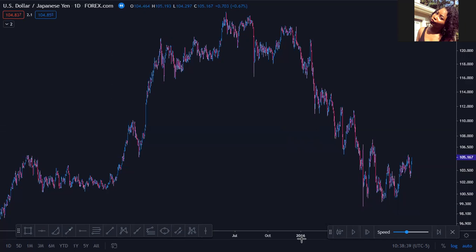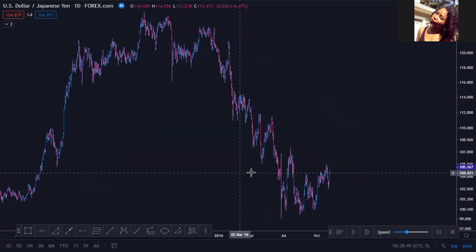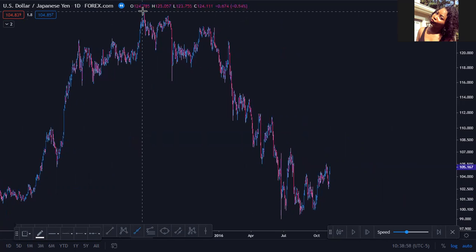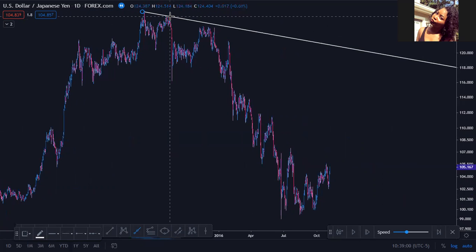So what we're going to do is USDJPY on the daily. We have right here the replay button, and I selected that so we can see how it played out, and if we were live at that time trading, how we could have possibly worked the market.